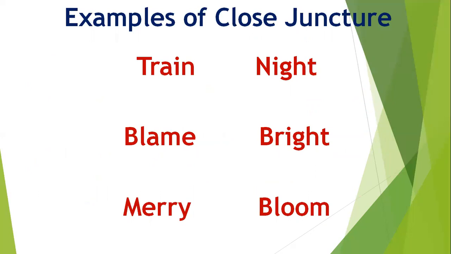So let's say, for example, the word train, and then you have night, you have blame, and then you have bright, merry, and bloom. So you cannot really immediately distinguish the pause because the pause is happening just within the phoneme, within the sound. It's a sound to sound pause. Again, it's not very obvious because it's just one word.